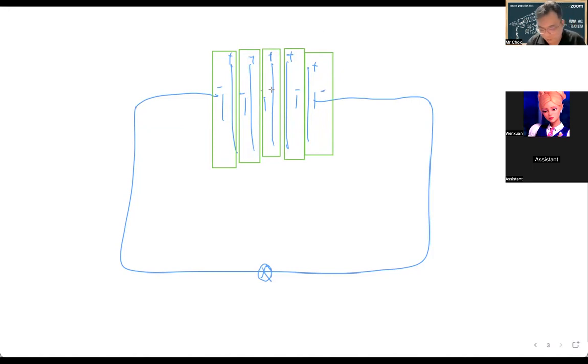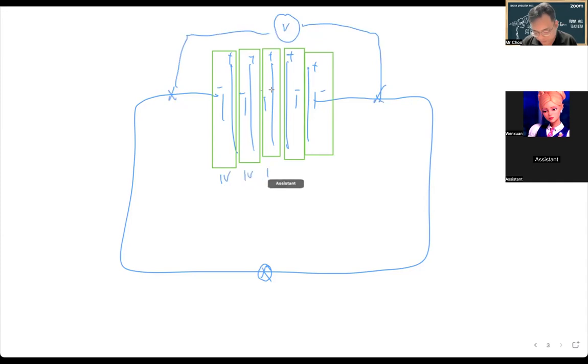So overall, if I were to put a voltmeter across this point, let's say each battery is 1 volt. They will not add up to be 5 volt, because these 4 will cancel out each other. This reading will be just 1 volt, where this is 1 volt here and this is 0 volt. Are you all clear about this?